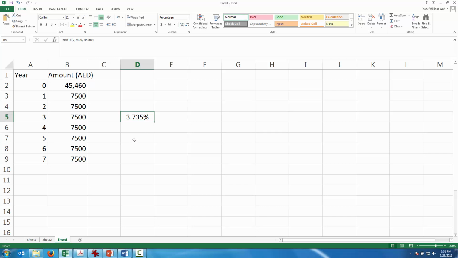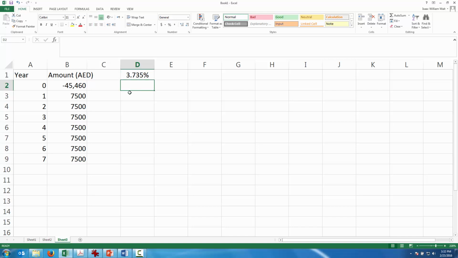So once again, let me explain the interpretation. What that means is you put in 45,460. That's the amount of your deposit. You start taking out these withdrawals, and at the end, there's nothing left as long as the interest rate you were earning the entire time was 3.735.